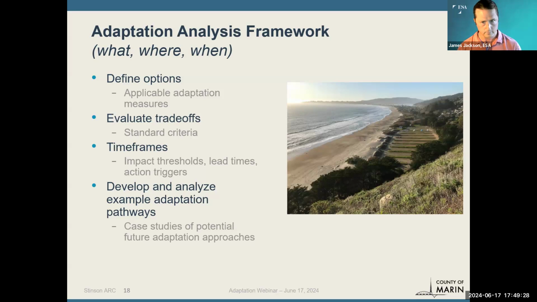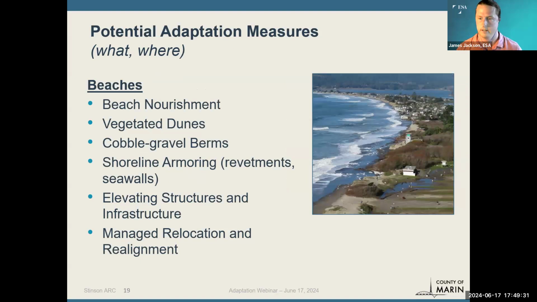Next slide, please. So to start here and provide some potential adaptation measures, I've broken things down in between the beach side of the community, the lagoon and creek side of the community, and the interior or groundwater related issues. And so along the beach, there are a number of potential adaptation measures that could be applied. Those include beach nourishment, vegetated dunes and cobble berms, traditional shoreline armoring, such as revetments and seawalls. We could elevate structures and infrastructure, as well as manage relocation and retreat.